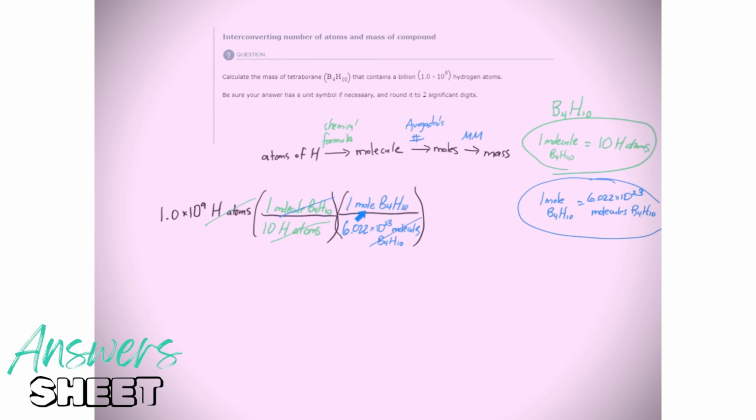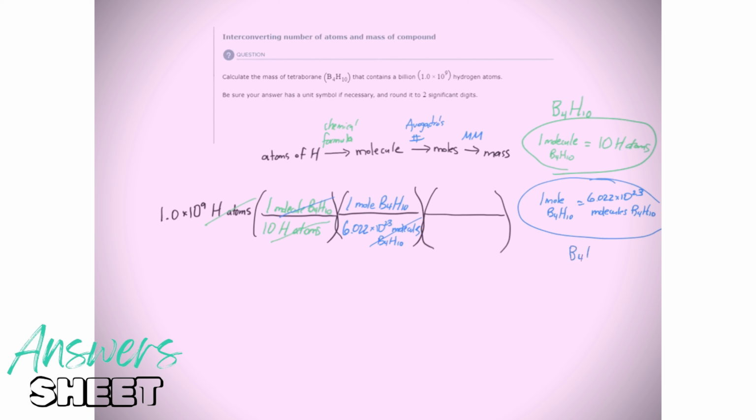If we stop now, we'll have an answer in moles, but we want mass. We need one more conversion factor. And this last conversion factor is going to relate moles to mass. It's going to be the molar mass. Do we have the molar mass of B4H10? No, they didn't give it to us. We have to find it. So let's go to our periodic tables.